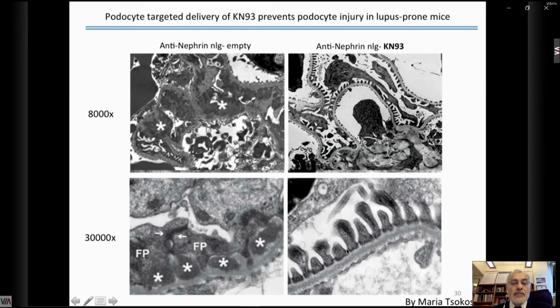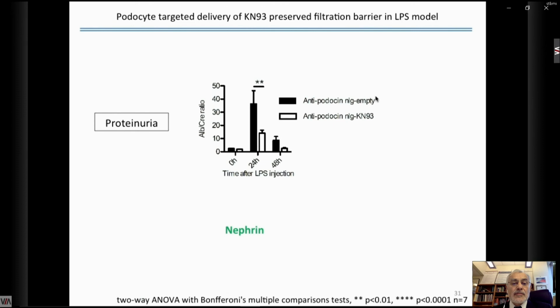This particular observation, although we have a long way to prove it, indicates that if we preserve the structure and function of podocytes, immune complexes don't deposit. Because these mice that were treated with anti-nephrin nanolipogel loaded with K93 had an autoimmune response in the periphery, in the spleen, but the kidney was not affected at all.